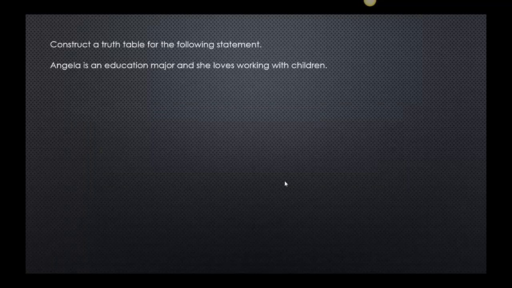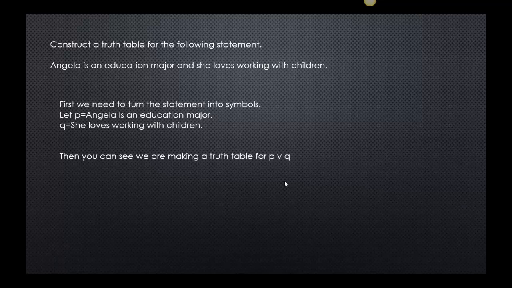Let's add words in there. So take this statement. Angela is an education major and she loves working with children. We want to make a truth table with this. So we first need to make the statements into symbols. So let's let Angela be an education major, be P, and Q is she loves working with children. Now we can make a truth table.